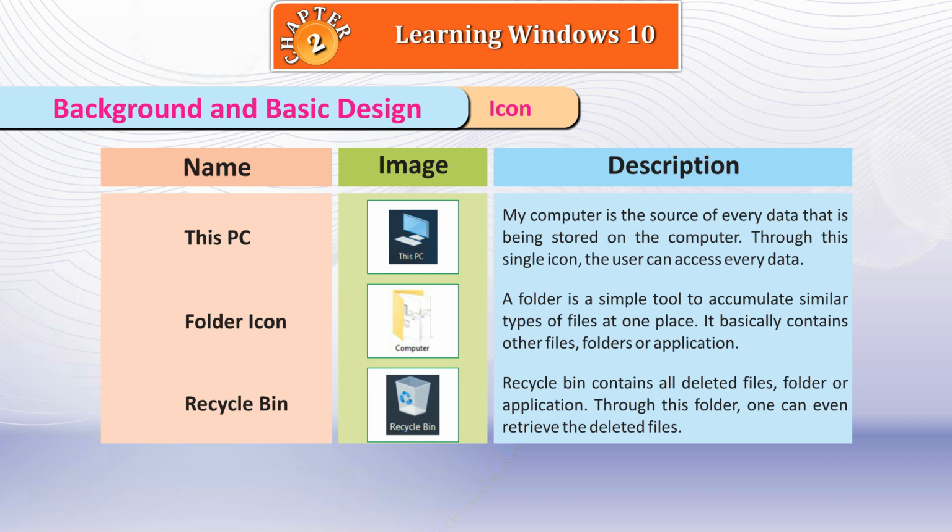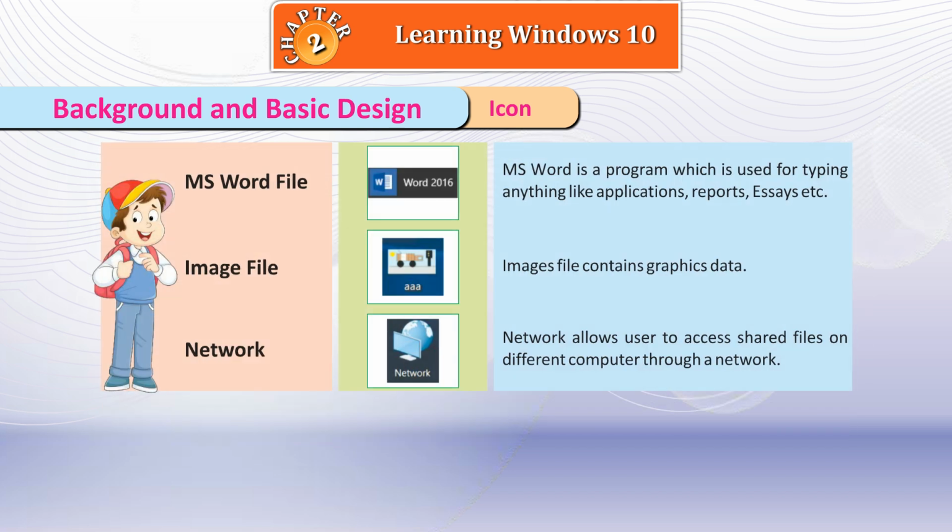Folder icon. A folder is a simple tool to accumulate similar types of files at one place. It basically contains other files, folders, or applications. Recycle Bin. Recycle Bin contains all deleted files, folders, or applications. Through this folder, one can even retrieve the deleted files.